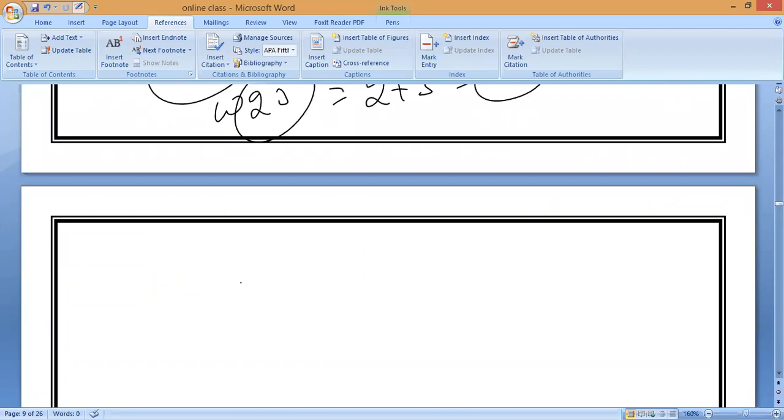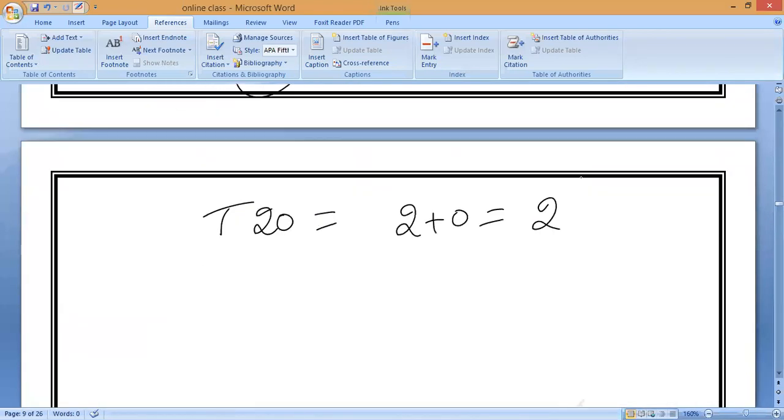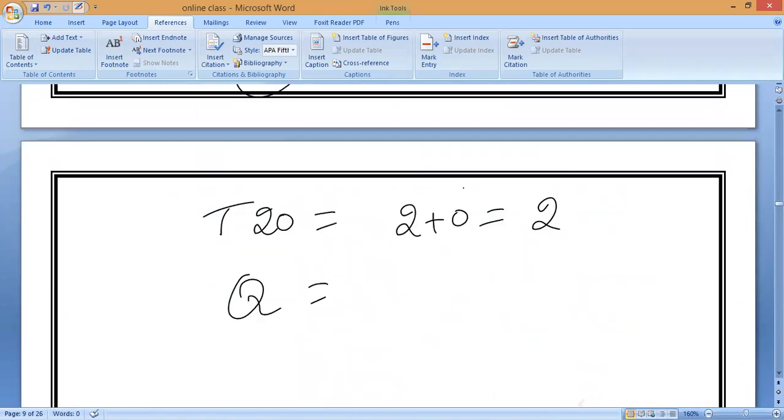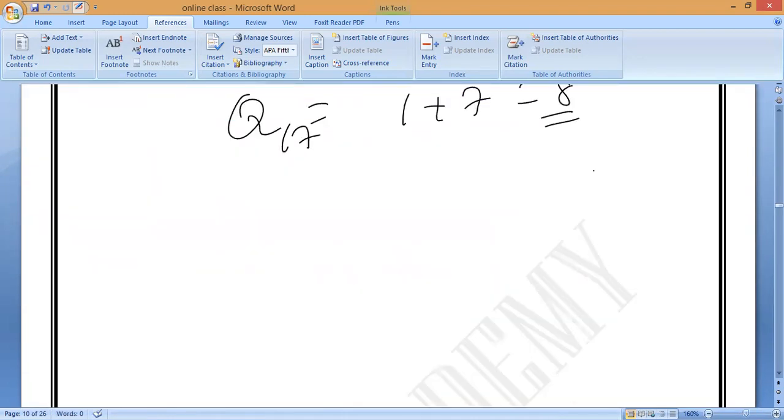Like the T20. T is 20. So 20 plus 0, 20, equals 2. Now the same way, Q equals what? P equals 16, Padmavarshini. Q equals how much? 17. Q equals 17, correct or not? 1 plus 7 equals what? Next, same way, N. Just now I said mine is 13, my wife is 14. So N equals what? 14. So 1 plus 4 equals what?